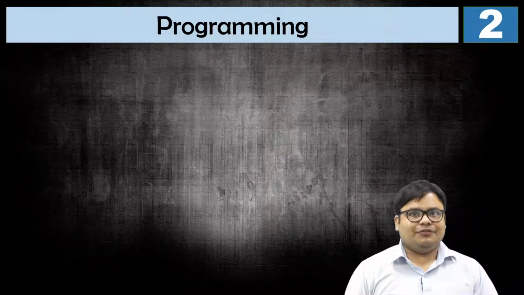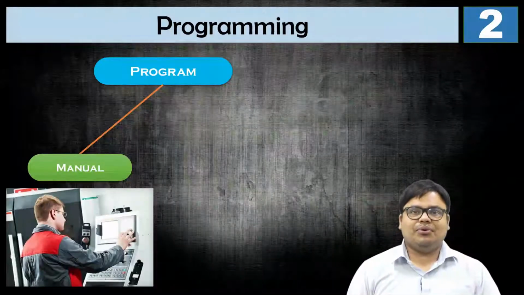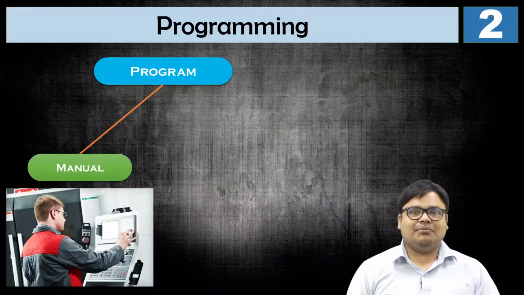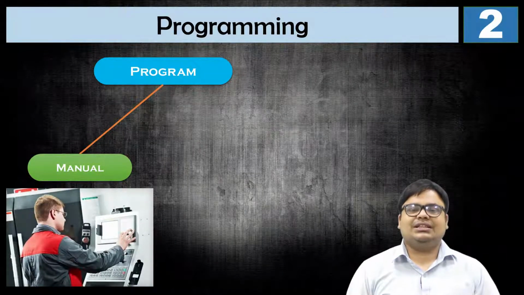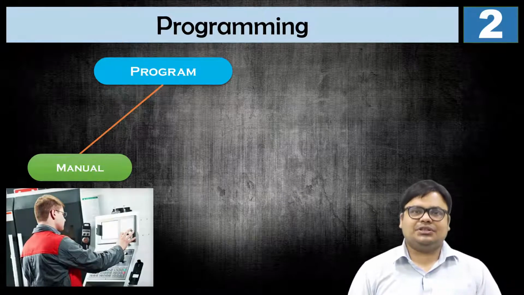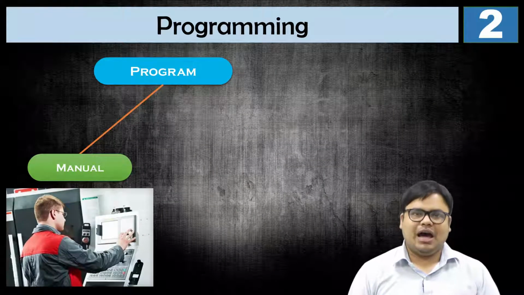Programming is of two types. The first one is manual programming. In manual programming, generally we have to remember the codes like G codes and M codes, and we also have to know the sequence of programming which the machine understands, and according to that we do the programming. If it is a small part or small profile, then we can easily do manual programming.